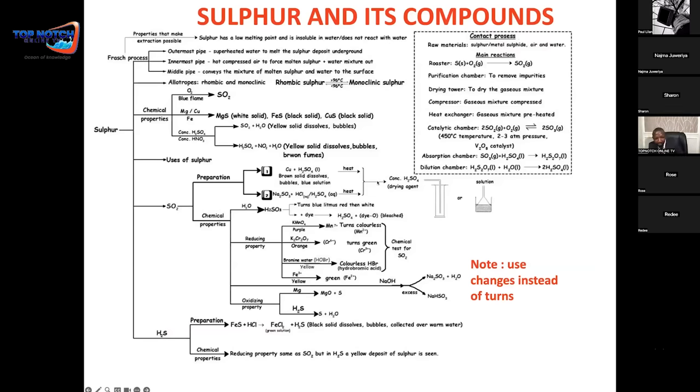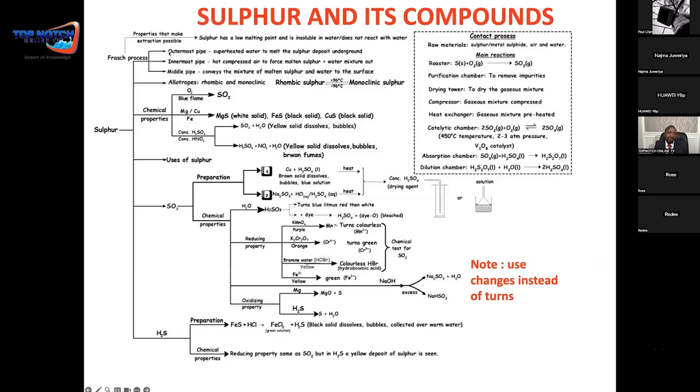Students, this is the summary of extraction of sulfur and its compounds done in one page. Of course, it is very much important to be able to understand that. I think now you can be able to see that, and you can see how things are here. So that's a summary of sulfur. You can be able to see this very simple.